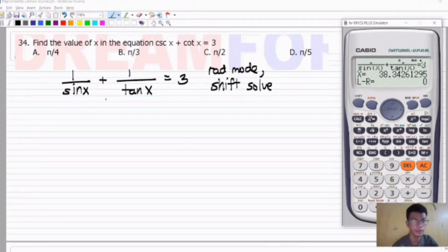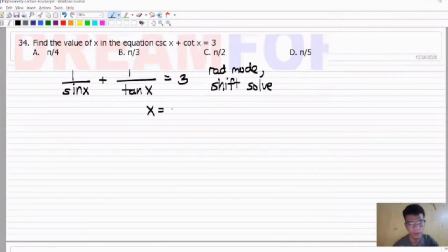So, ang x natin is 38.34. So, meron tayong nakalimutan, di ba? Tandaan natin, kapag trigo, madaming possible answer. Nakalimutan natin yung isang choice na maglagay sa shift solve. So, for example, 4. And ang i-answer ng ating calculator is 0.6435. X is equal to 0.6435.